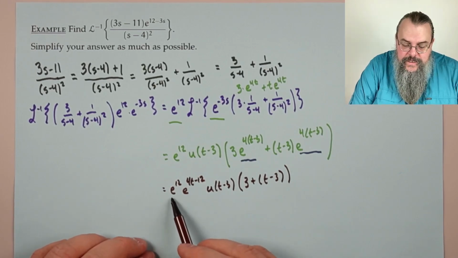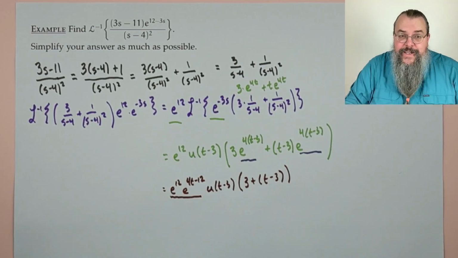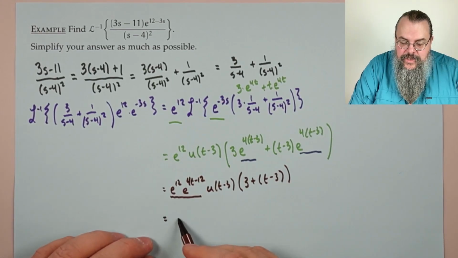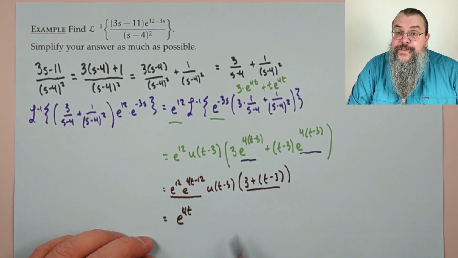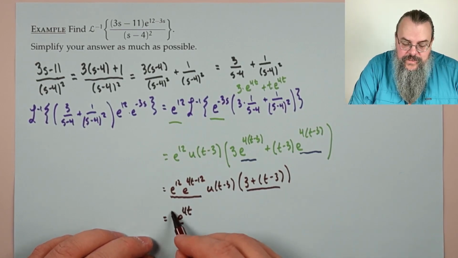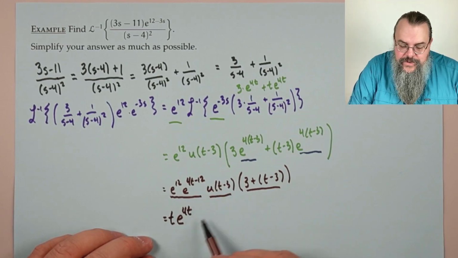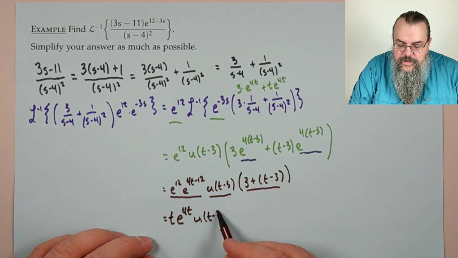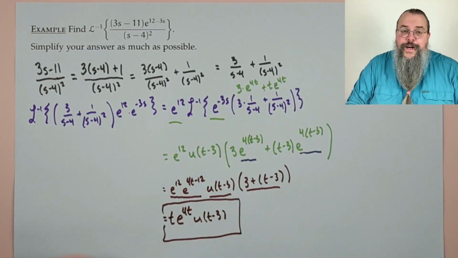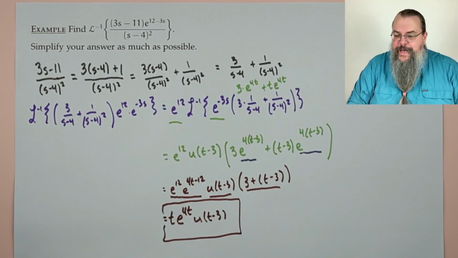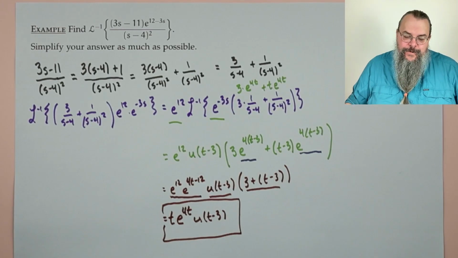Now, what happens? Well, e to the 12 times e to the 4t minus 12, put the exponents back together, and you get e to the 4t. 3 plus t minus 3 becomes t. Let's put that in the front, times u of t minus 3. And that is very simple. We're not going to be able to hope for anything simpler than that. Beautiful. Good, we got there.